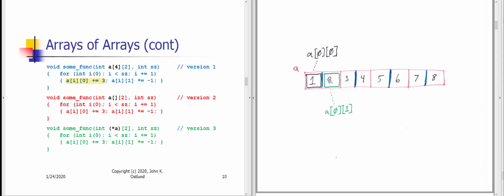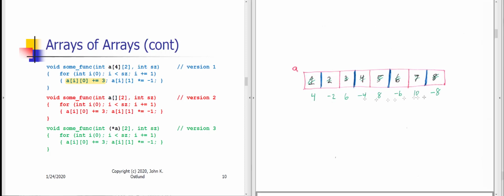The even-numbered integers in here, A sub 0 sub 1, A sub 1 sub 1, A sub 2 sub 1, and A sub 3 sub 1, all get changed to their negative. So we're going to get negative 2, negative 4, negative 6, negative 8, and that's what we see happening after this sum function returns.